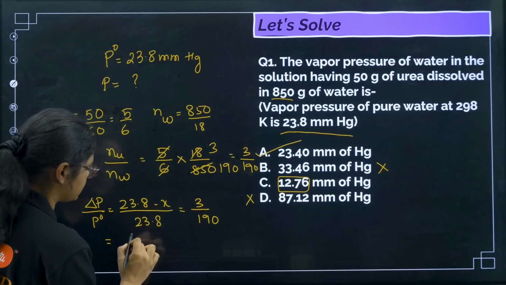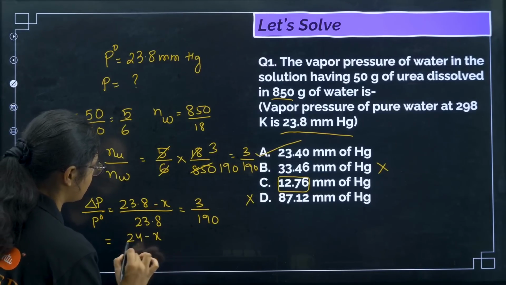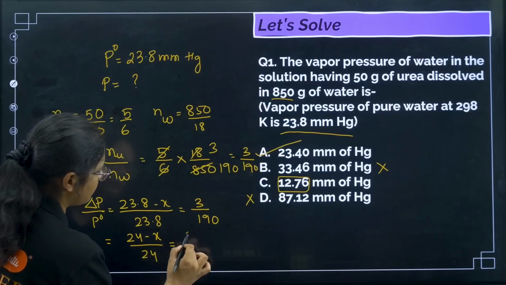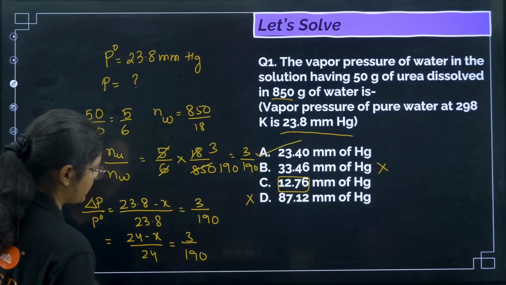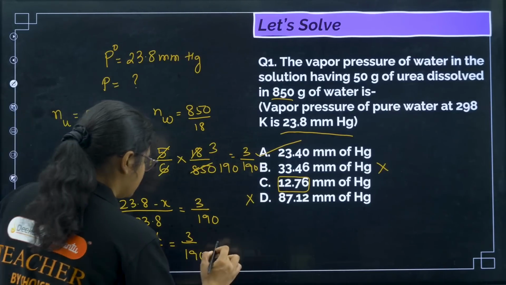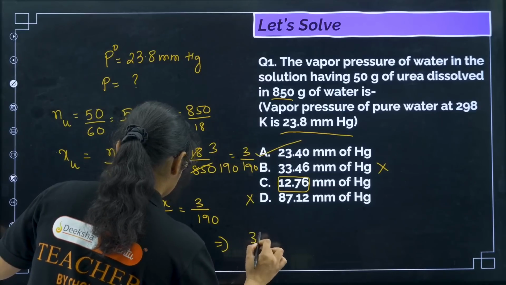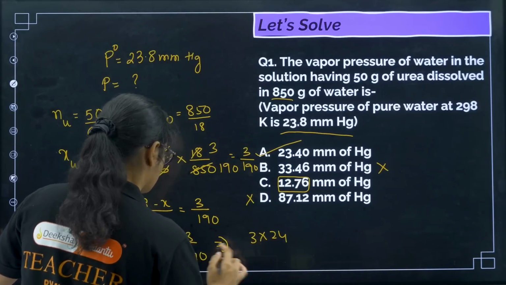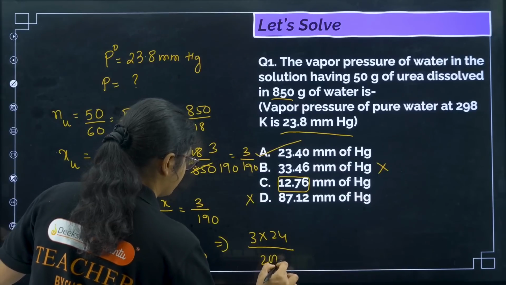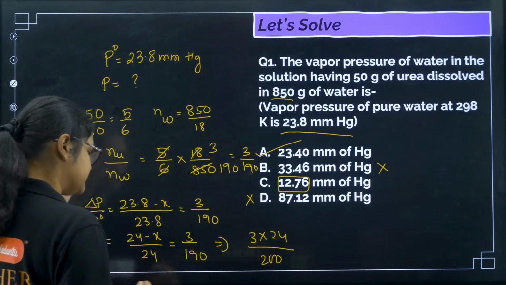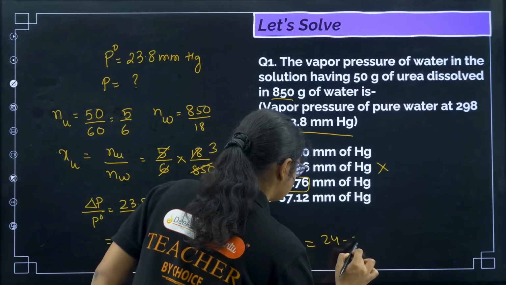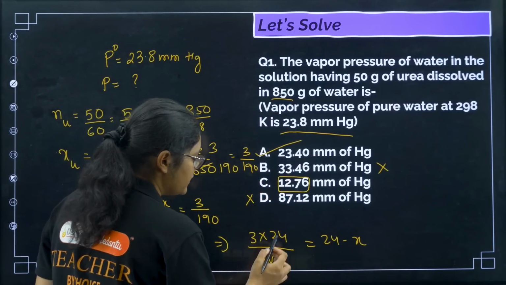Okay, so if I just take this one as 24, 24 minus x by 24 by 3 by 190. What I can do here is calculate it as 3 into 24, and this 190 I'll make it 200 just for calculation, is equal to 24 minus x. I'm just doing a rough calculation. So how much will I get?